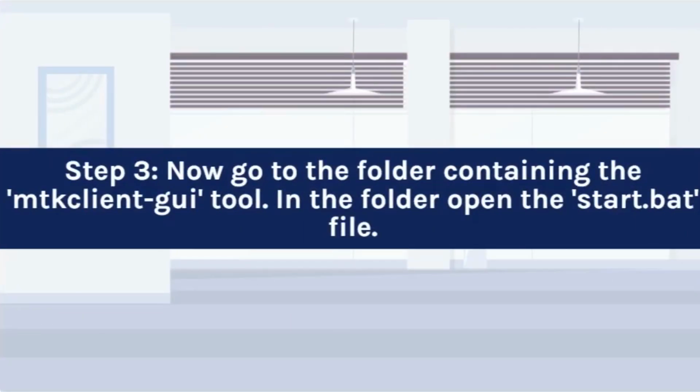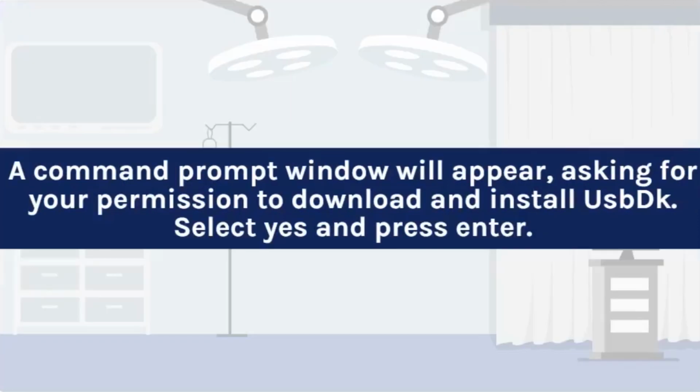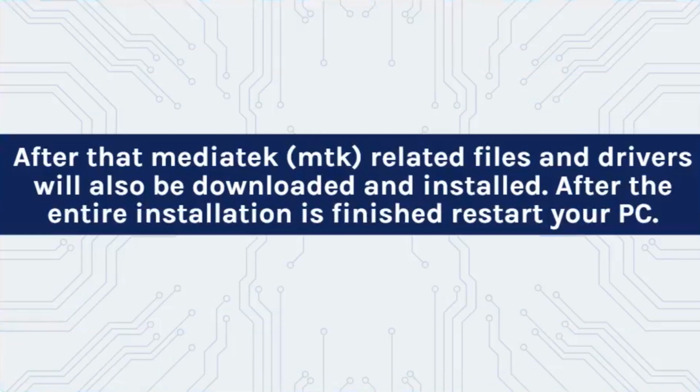Step 3. Now go to the folder containing the MTK Client GUI tool. In the folder, open the start.bat file. A command prompt window will appear, asking for your permission to download and install USB-DK. Select Yes and press Enter. After that, MediaTek, MTK related files and drivers will also be downloaded and installed. After the entire installation is finished, restart your PC.